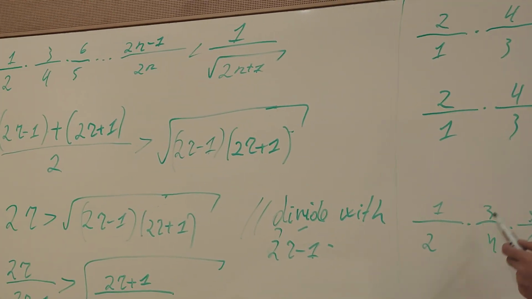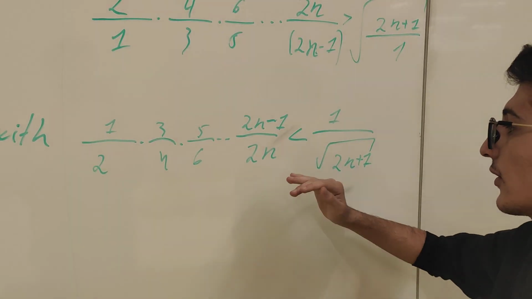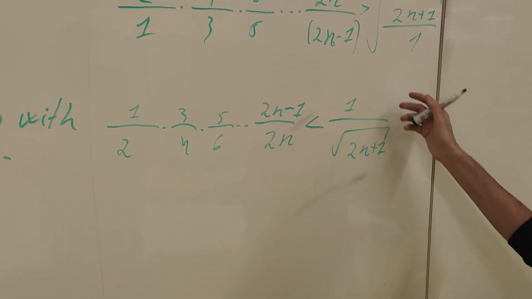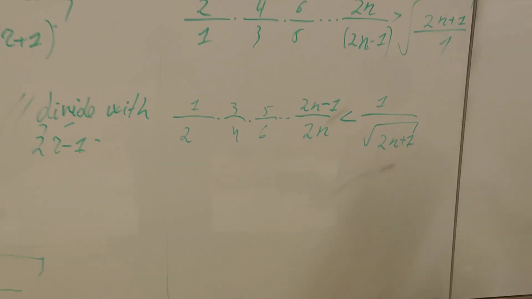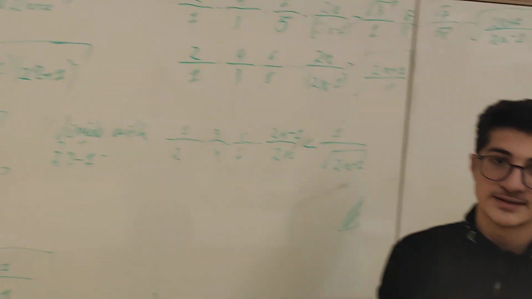1 over 2 times 3 over 4 times 5 over 6 till (2n minus 1) over 2n is less than 1 over the square root of 2n plus 1, and the proof is completed. Thanks for listening.